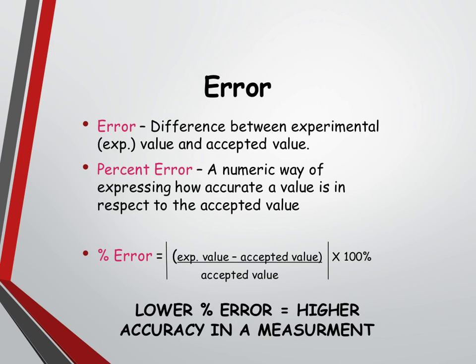And here's our formula, right? It's the experimental value or measured value minus our accepted value, divided by our accepted value. We're going to take the absolute value of that to get a positive number, and then we're going to multiply by 100%. Now, the lower the percent error, the higher the accuracy in the measurement, right? Basically what it's saying is the closer the experimental value is to the accepted value, the higher the degree of accuracy.